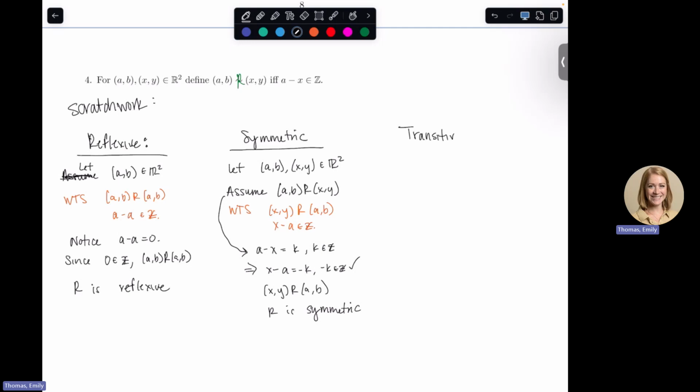Transitive property. We're going to let 3 ordered pairs be in here. A, B, X, Y, and what else? M, N.